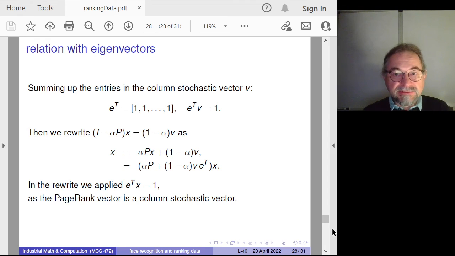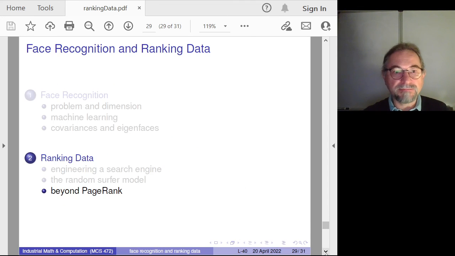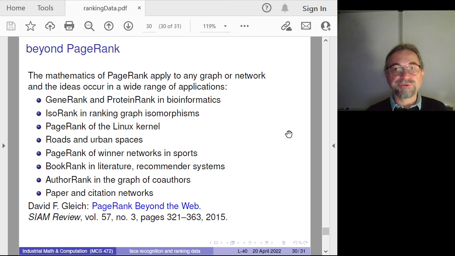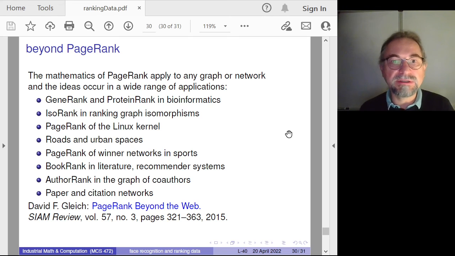Okay, I'm near the end of this lecture. So, beyond PageRank: we all use search engines, and we're happy to understand now a little bit why it works, at least mathematically. Now, this idea of ranking data appears in many applications. Here I listed some of them. There is bioinformatics, gene rank, and protein rank.